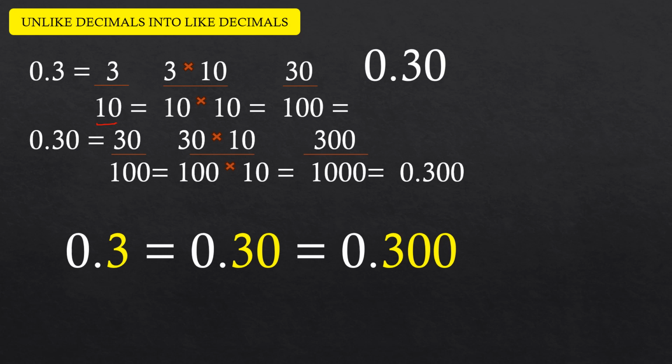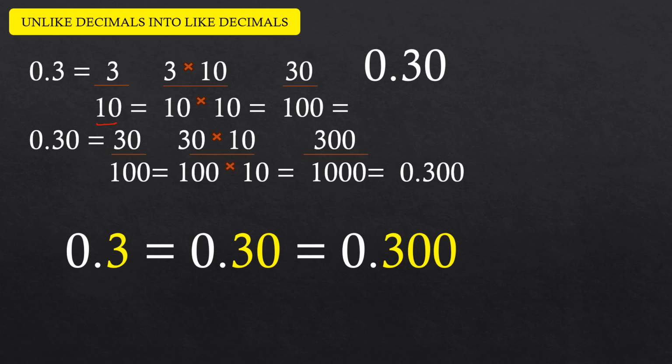Now we will again do it the same way. So 0.30 is equal to 30 upon 100. You see here, according to the place value chart, 0.30 means 30 upon 100. So we will multiply 30 and 100 by 10. Then what will be the answer?